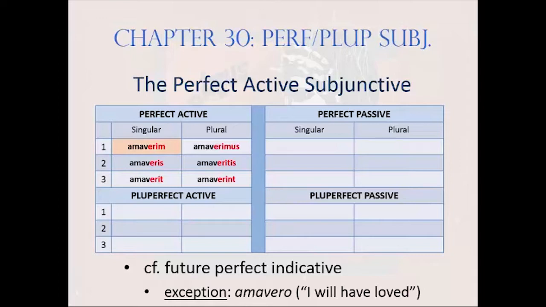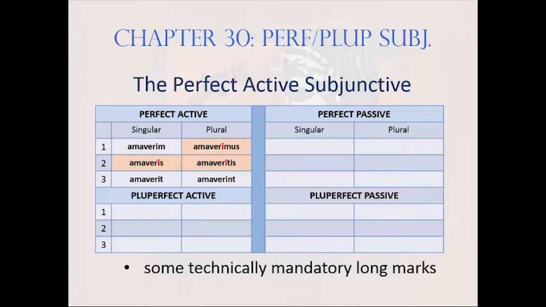But note the one exception, the first person singular. The perfect subjunctive uses the ending erim, the future perfect indicative ero. Actually, there are more differences, because the perfect subjunctive features long marks in its second-person forms and first-person plural, eris, eritis, and erimus, whereas all those I's are short in the future perfect indicative. In other words, the Romans could hear a difference between you have loved, amaveris, and you will have loved, amaveris. And so the long I's in the subjunctive should be mandatory long marks, technically.